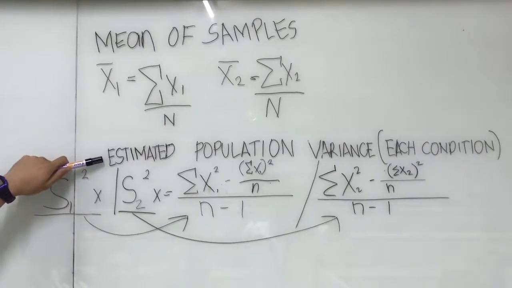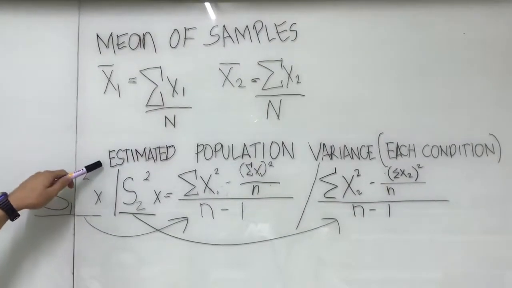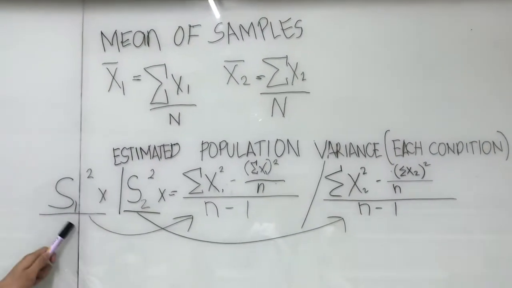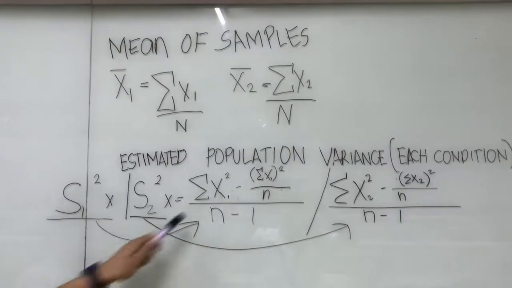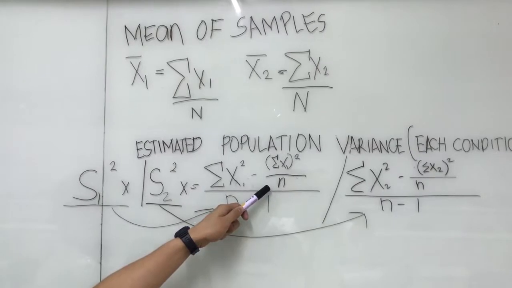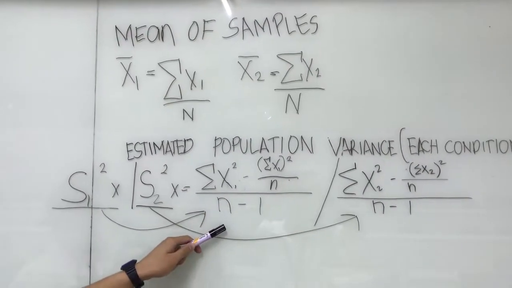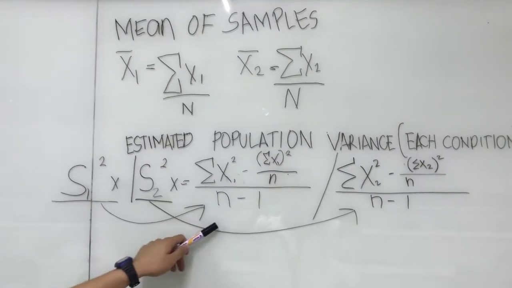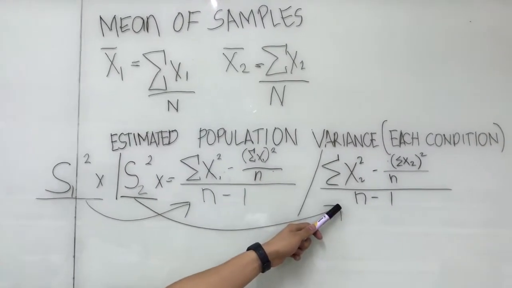Now we calculate for the estimated population variance for each condition, in a sign of s1 squared then x. The formula for this is to get the difference of the sum of the squares of x sub 1 and the square of the total of x sub 1 divided by the number of respondents. The answer found is then divided by the number of respondents decreased by 1. The same formula goes for s2 squared then x, but only substitute with the data given in x sub 2 and the square of x sub 2.